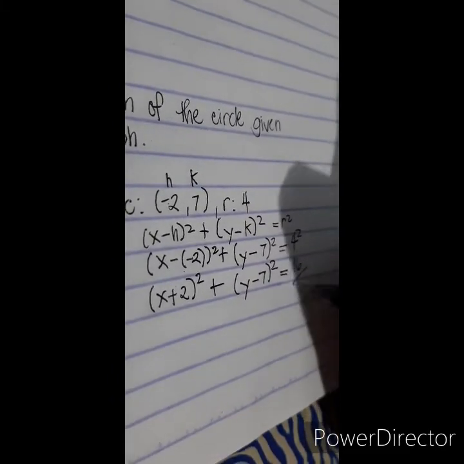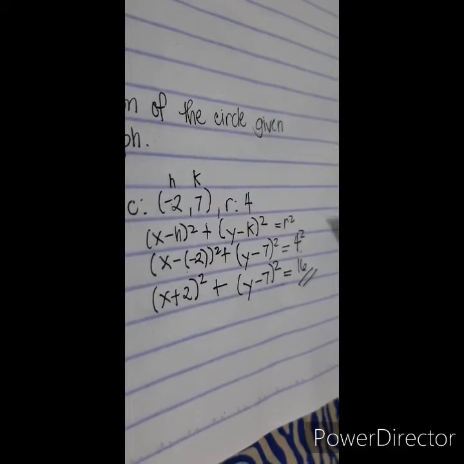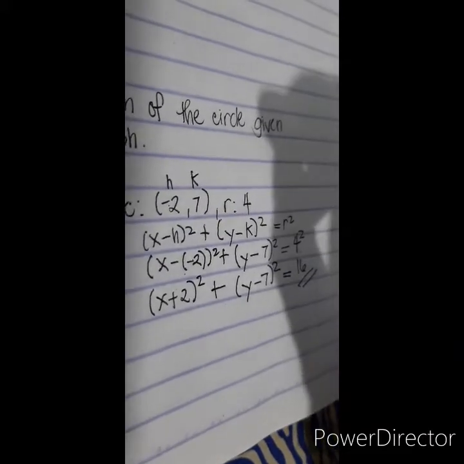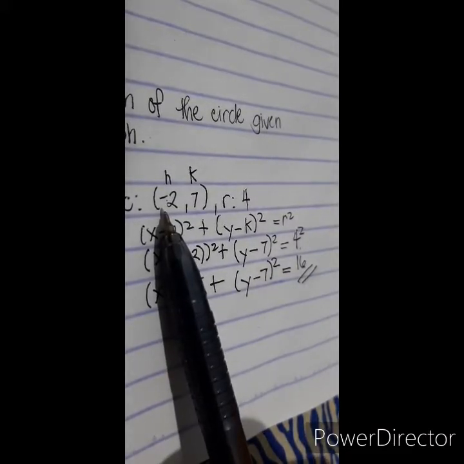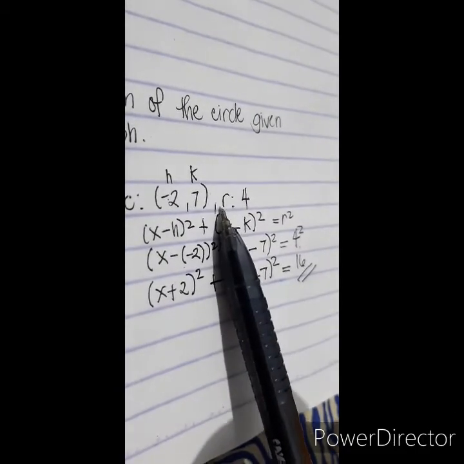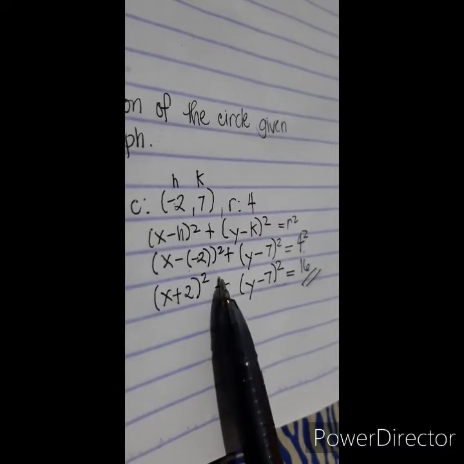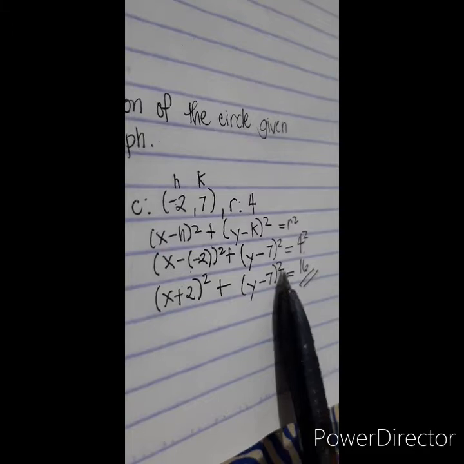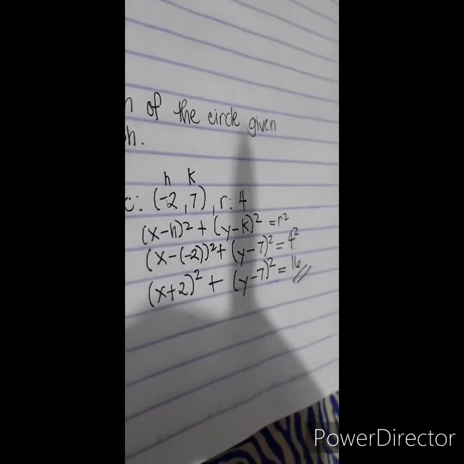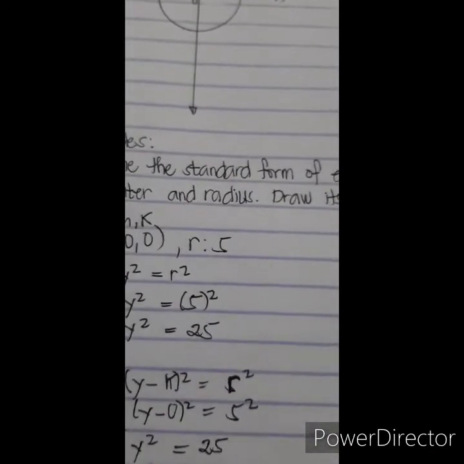So we have now the standard equation of the given which has a center that is not located at the origin, but rather at h and k, and the radius that is equal to 4 units. So we have quantity of x plus 2 squared plus quantity of y minus 7 squared is equal to 16. And later on, we will try to graph these two problems here, number 1 and number 2.